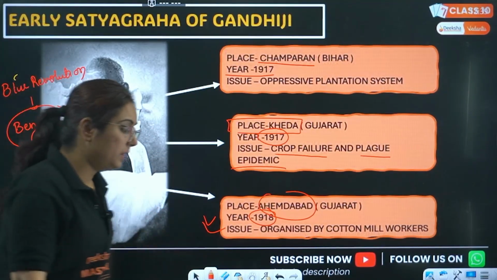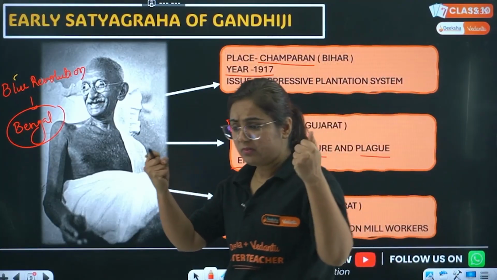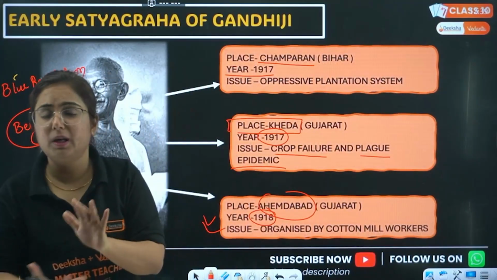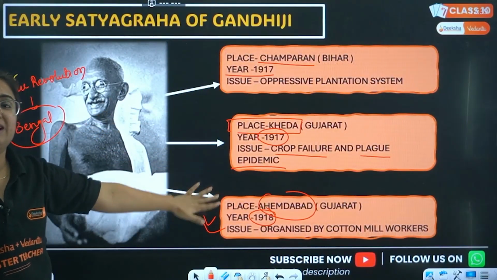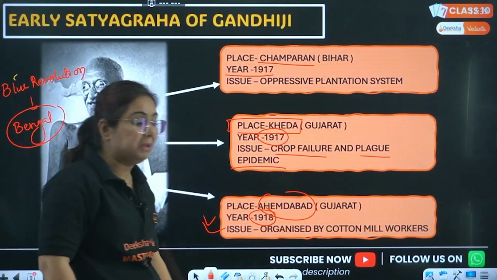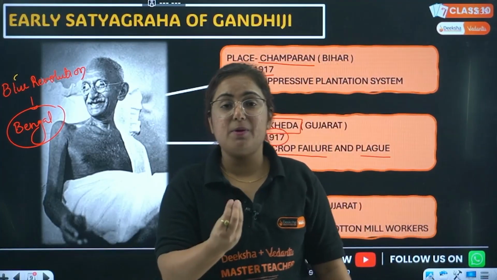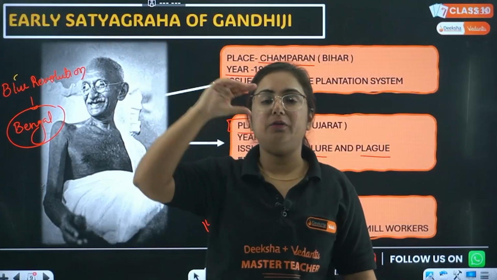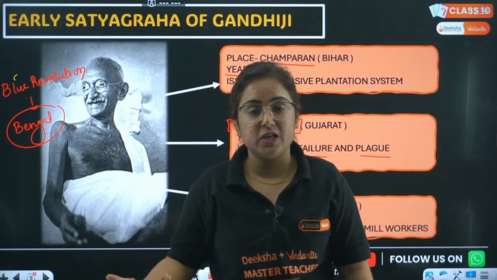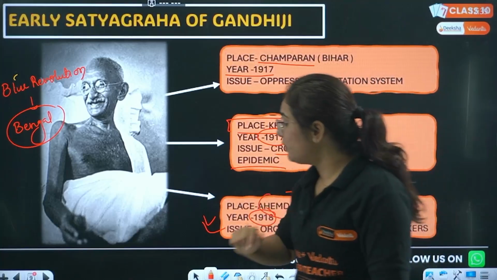Now, what happened? His identity became more famous among the people of India, because the results of these satyagrahas were positive and people started trusting him, believing him. So he was the person who connected with the common people, not like the other leaders of the Indian National Congress. He was someone who connected with what? Common people.